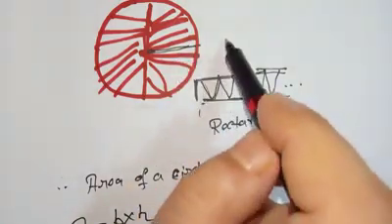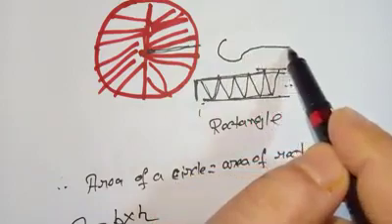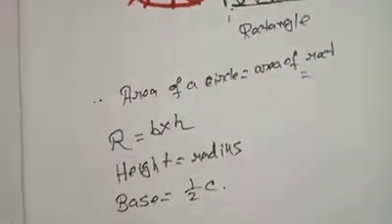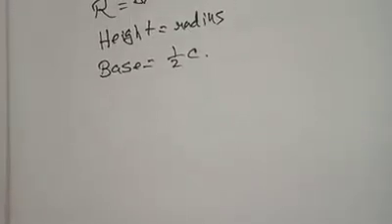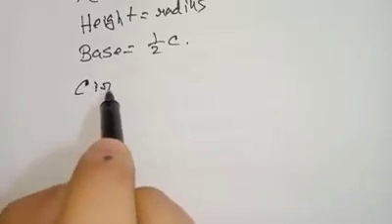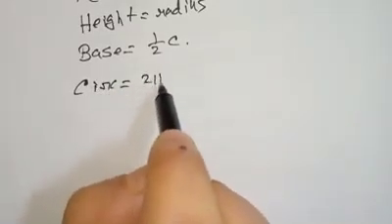It becomes half. So it is something like this, and then you open it, it becomes this, and then you rotate it, it becomes like this. So base becomes half of the circumference, right? So if base equals half of the circumference, what is circumference? So I can put it as circumference equals 2 pi r.